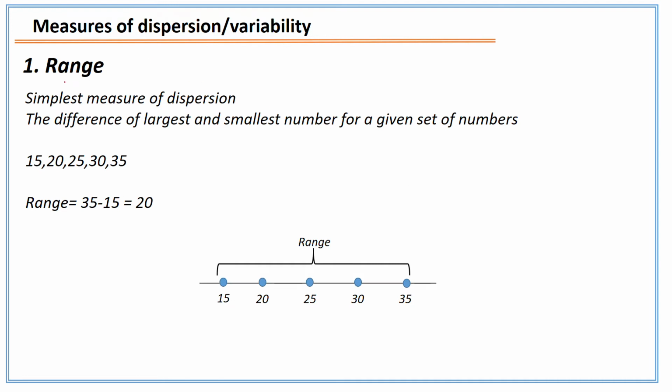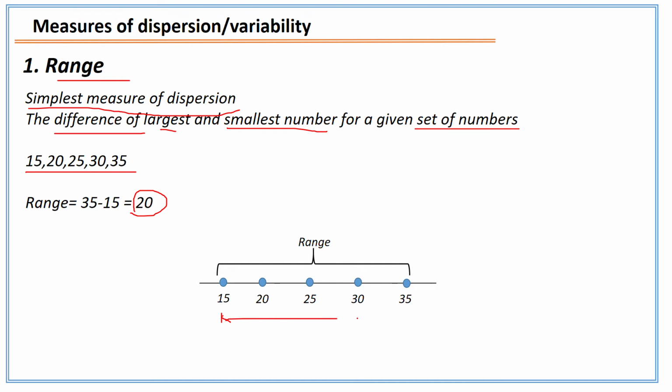Now we will start with the example of range. Range is the simplest measure of dispersion, and it is simply the difference of the largest and smallest number for a given set of numbers. Let's say these are the numbers 15, 20, 25, 30, 35, and range is 35 minus 15. It is 20. So our range is from 15 to 35, and it shows how this data is varying, and the average will be somewhere here. So this is range.